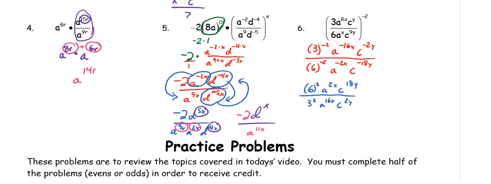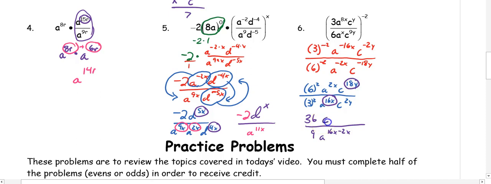So I can square those numbers of 6 and 3, so we get 36 over 9. Then a, the 16 is larger, so that's going to go on the bottom, so we have 16x minus 2x. C, the larger exponent is in the numerator, so we have 18y minus 2y.